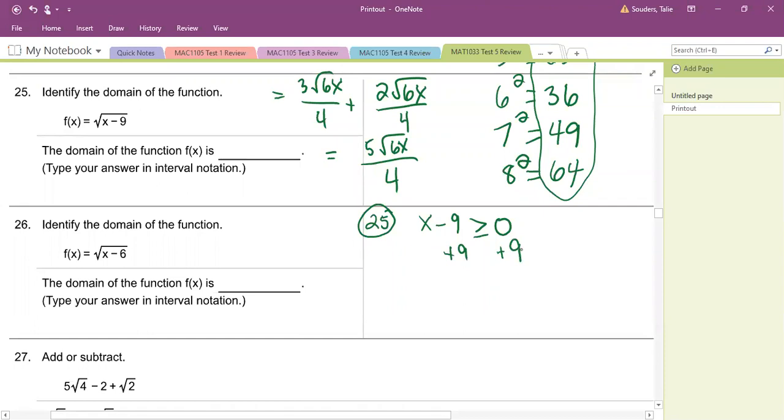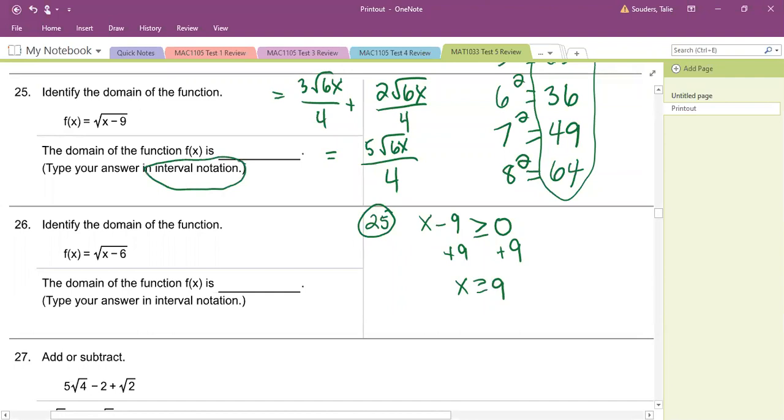So we add 9 to both sides. So what does that give us? X is greater than or equal to 9. Good. Then they want the final answer in interval notation, right?